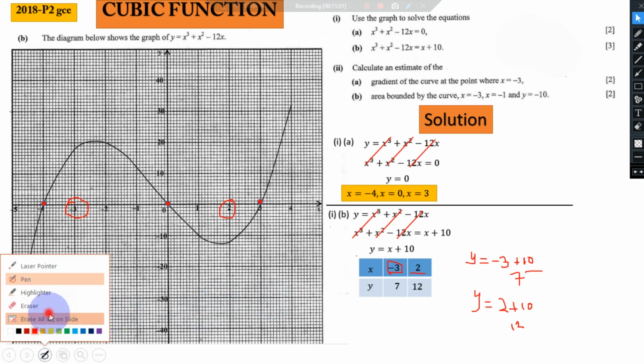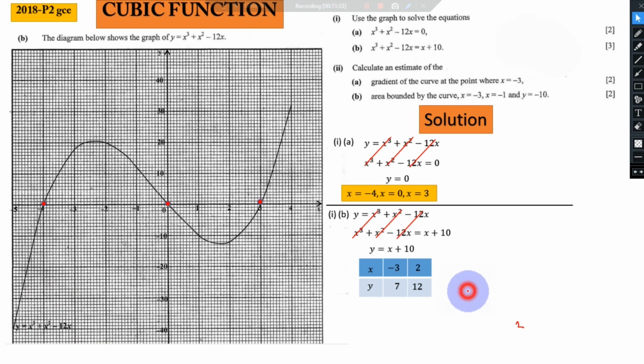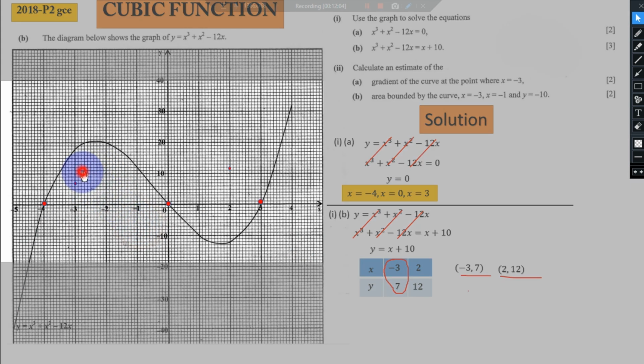We have those. It means we have coordinates now we can plot. Okay, so the first coordinate is negative 3, 7. The second coordinate is 2, 12. So we're going to plot these 2 points on the Cartesian. Negative 3, 7. Coming back to our Cartesian, good, this is what we're going to do.